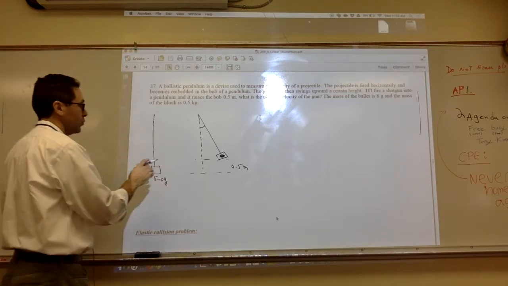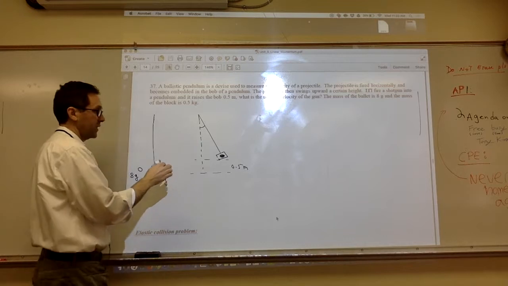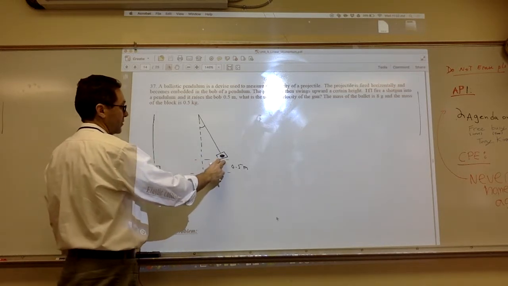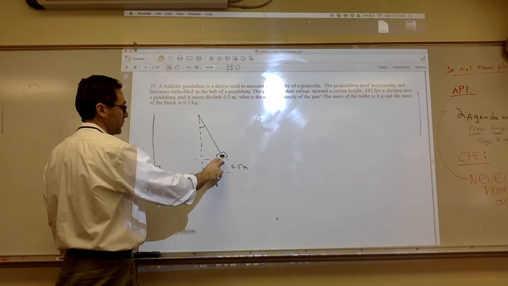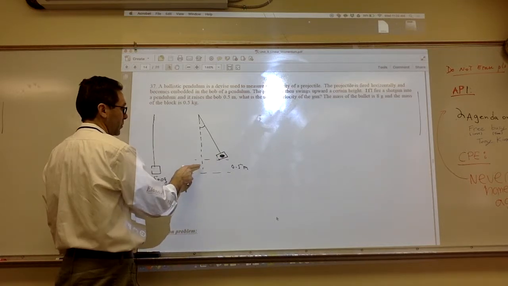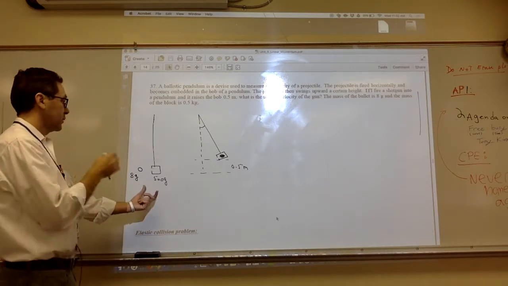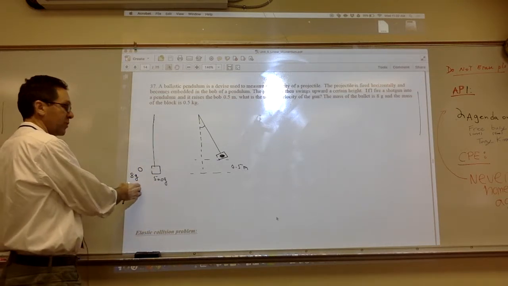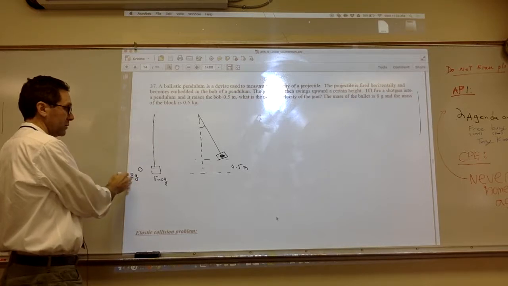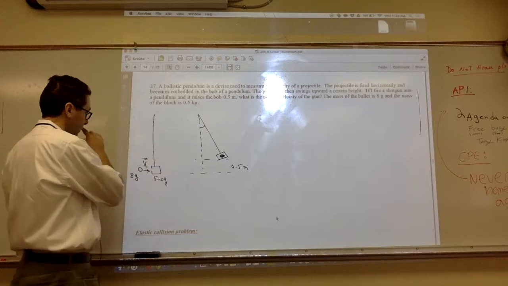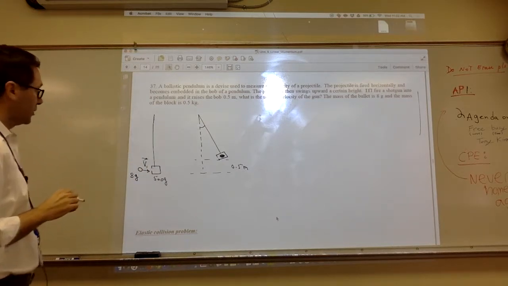Okay, so the way we're going to do this is that we're going to figure out the velocity of this combination. We're going to work backwards, in other words. We're going to figure out the velocity of this combination when the marble went inside the block. Then we work backwards and we do conservation of momentum to figure out the speed of the bullet, okay? So this is what we're looking for. We're looking for this V1 for the bullet or the marble.